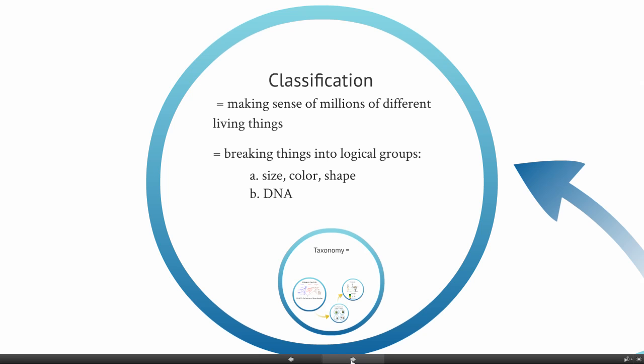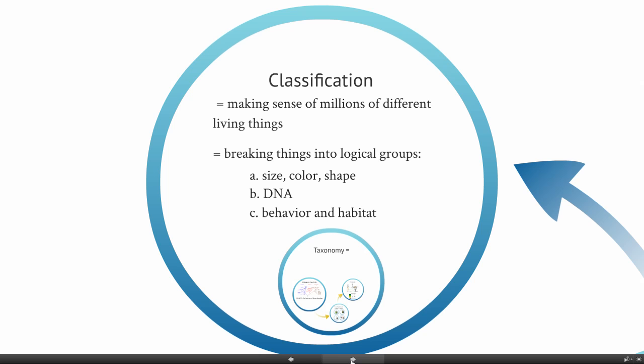DNA is a more modern technique that is also used for classification. You can examine parts of the DNA, and more closely related species will have more sections of their DNA in common. And we'll talk more about that technology later this semester.